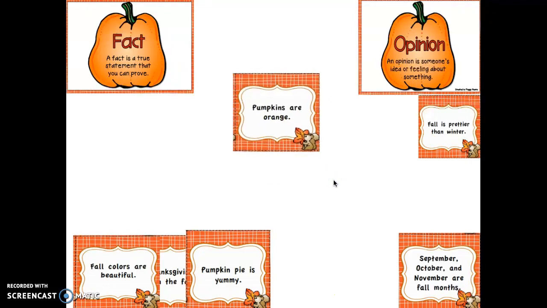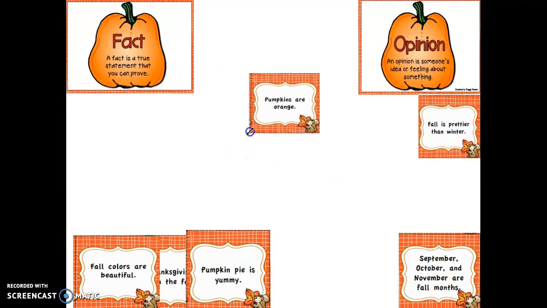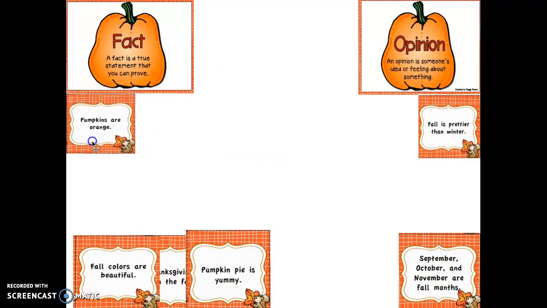Pumpkins are orange. This statement would be a fact. This is a fact because it's something we can prove. I don't even have to research this. I don't have to pull up a resource book or go on the internet. I can prove pumpkins are orange by my own observation. I can look at a pumpkin and see that pumpkins are orange. This is a fact because I can prove this statement.